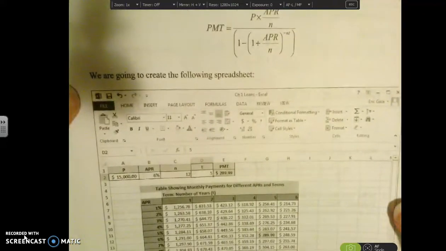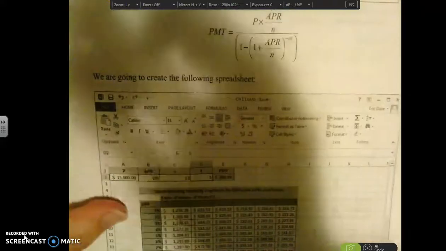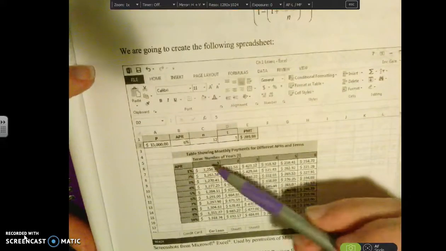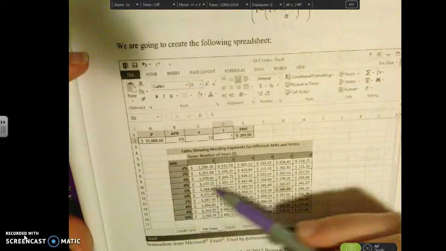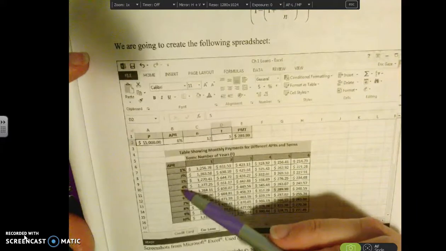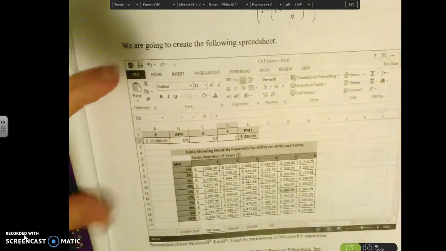But then you decided you wanted to do a little bit more research and find out what some of the different monthly payments would be with different rates. So a lot of this is talking about this spreadsheet here that we're going to be talking about.